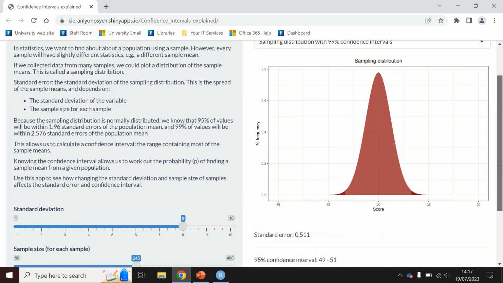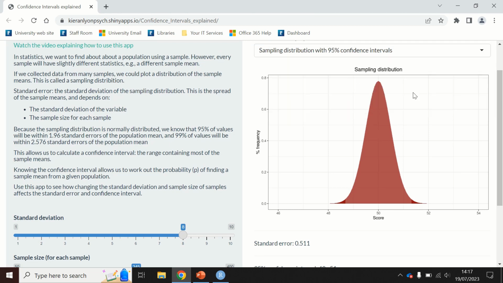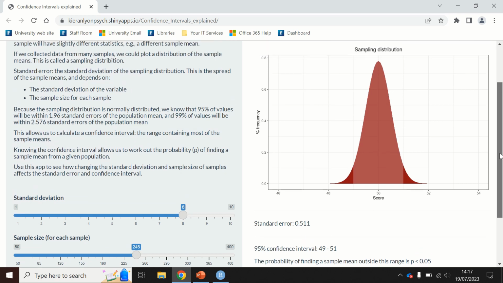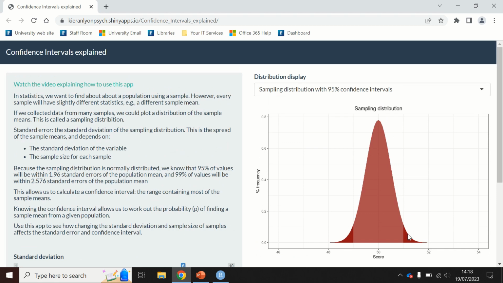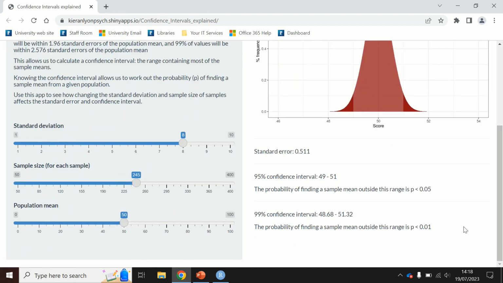Now the final thing I want to show you here, and we're going to go back to 95 because statisticians most often use 95% confidence, is that there is a 95% chance that the population mean will be within this range, and therefore a 5% chance that it will be outside this range. A 5% chance that the population mean will be here or here. There you go. And so what that means is that there's a 5% chance of having a mean at the far end.